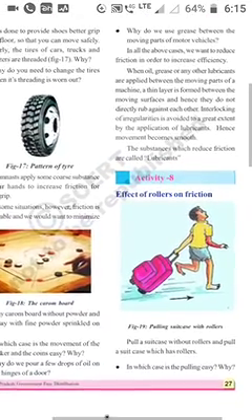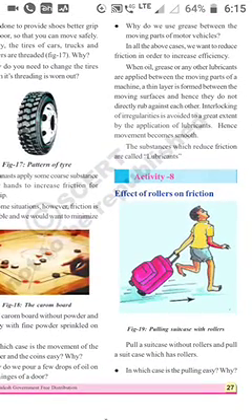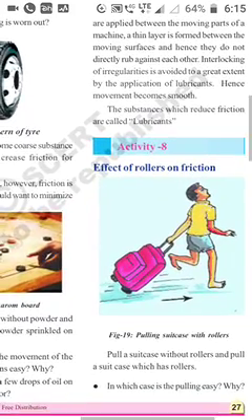Good morning, everyone. Today we are going to learn about the second chapter, friction. Activity 8: effect of rollers on friction. We all know how rollers help us to pull or push something. What happens without a roller? If you push anything, we feel it is very difficult to push. But when we are using rollers, what happens?